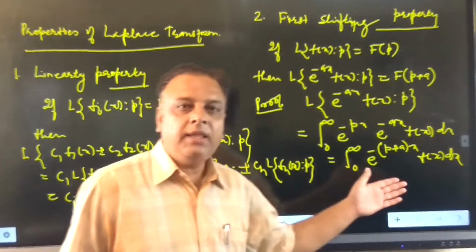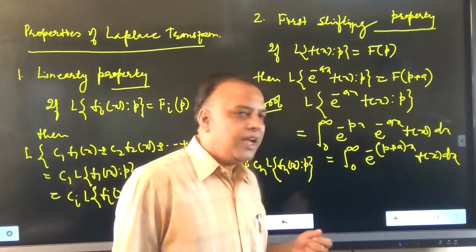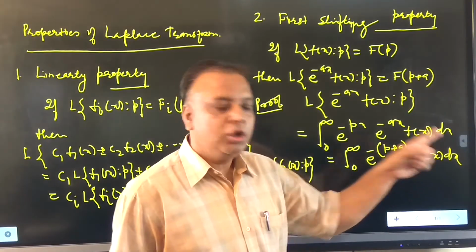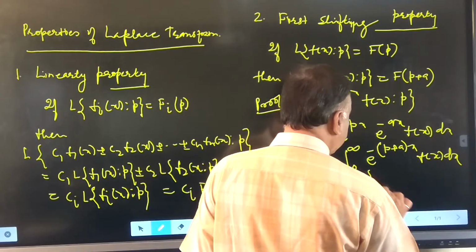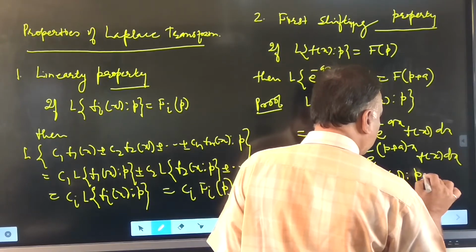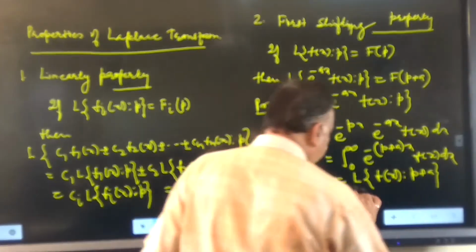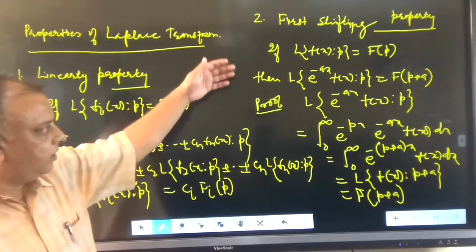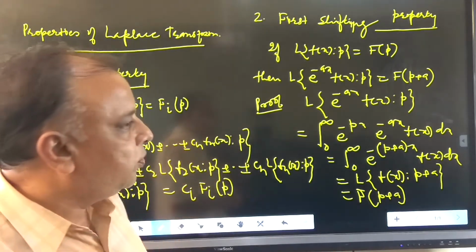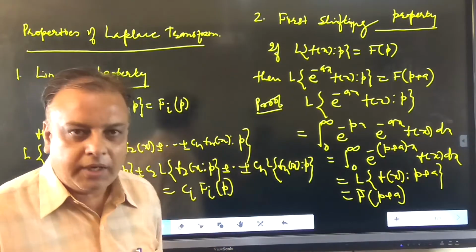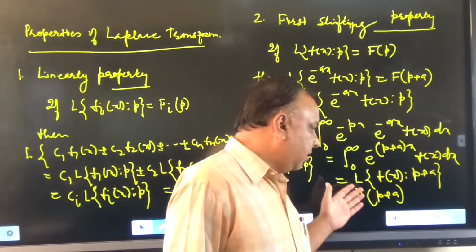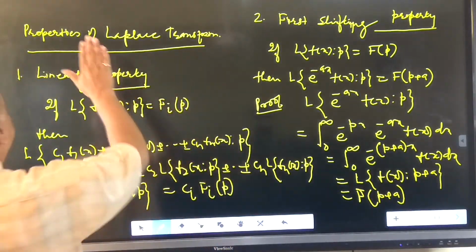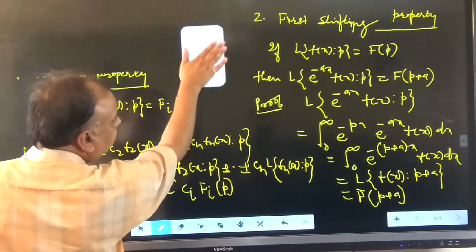If we compare this with the definition of the Laplace transformation, we see that this is the Laplace transformation of the function f(x) with parameter p + a. So this can be written as f(p + a). So the Laplace transformation of e raised to minus ax f(x) with respect to parameter p, which is known as the first shifting property, comes to be the Laplace transformation of the function f(x) with respect to parameter p + a.